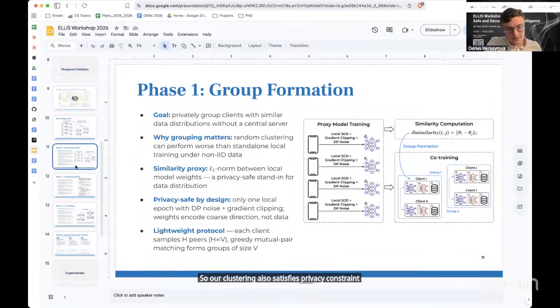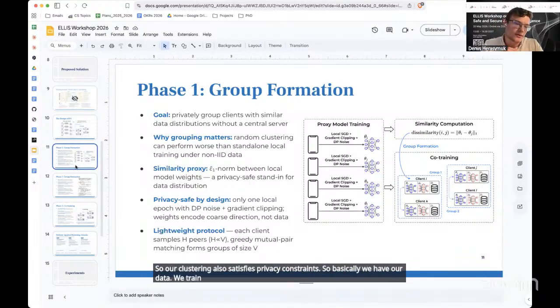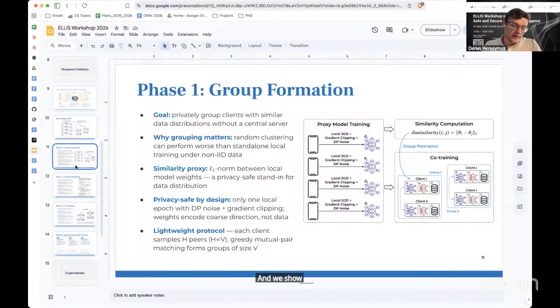So basically, we have our data. We train our models on local data, add differential privacy noise, and then add gradient clipping, and after that use L1 distance between those model weights. And we show in the paper that just this one global iteration of training on local data and this one L1 norm between local model weights can correlate with the personal distribution of each client.